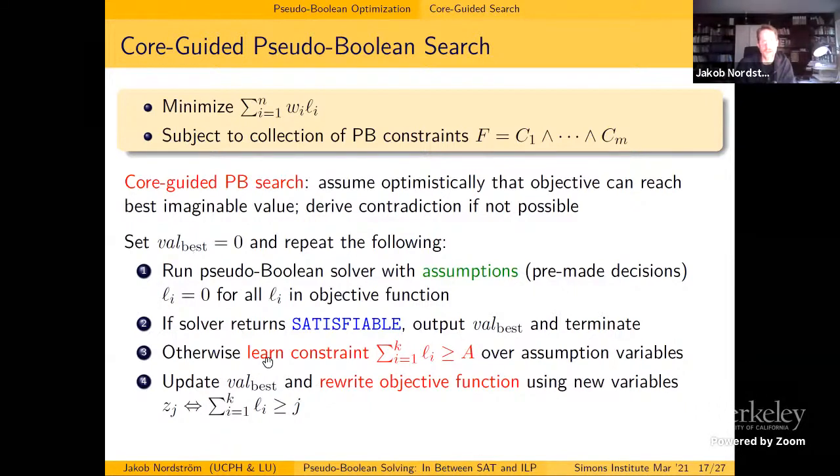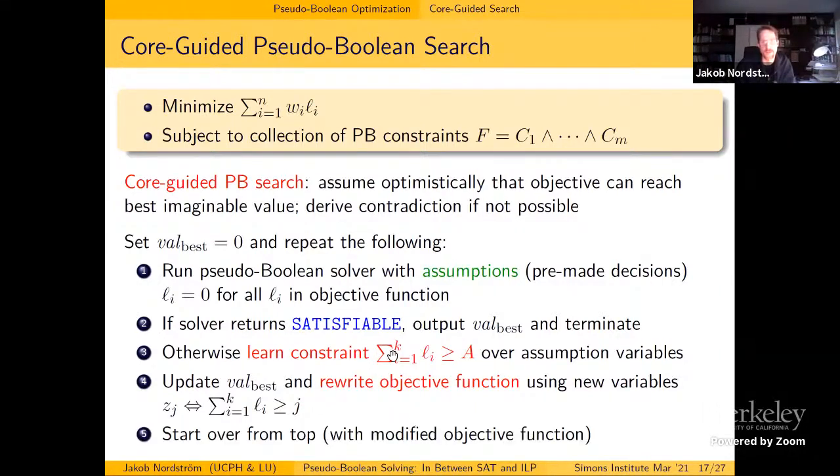And I can actually also rewrite the objective function by introducing new variables and run from the top again, and keep going until I find an optimal solution, which will be when in my rewritten objective function I can set everything to 0. Then I know I have the optimal value, and then I have sort of computed how much I changed my objective during this rewriting.